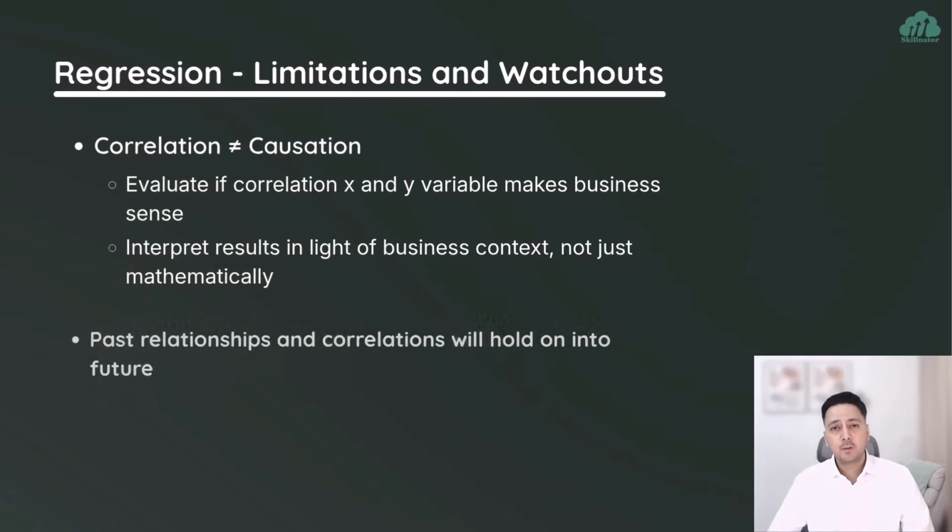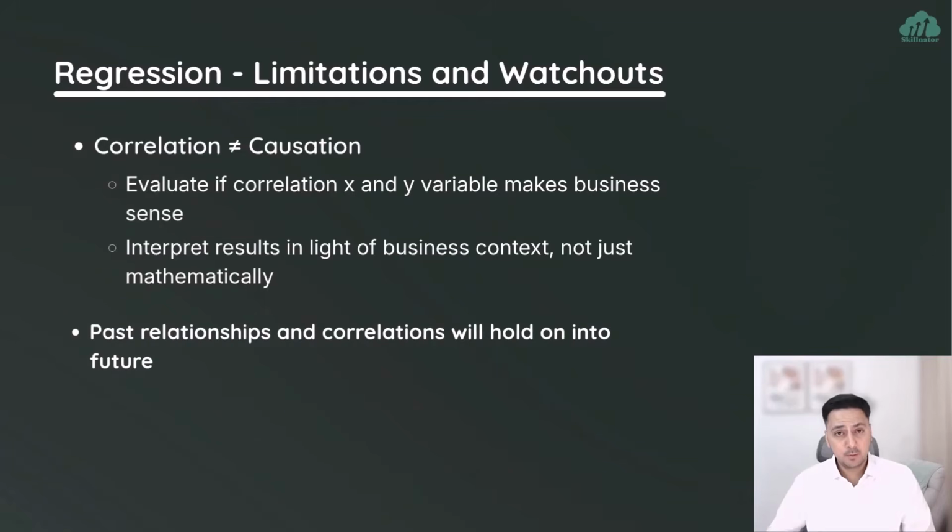The second important limitation is that regression models are built using historical data. They assume that relationships observed in the past will continue on in the future. But in real businesses, conditions don't stay constant. Suppose that historically, every 1% price decrease led to a 2% increase in demand, and your regression model captures that relationship very well.